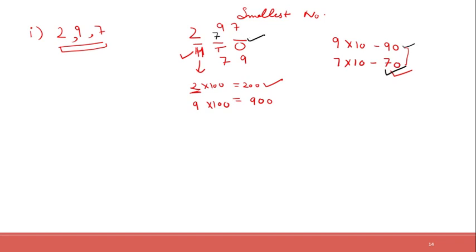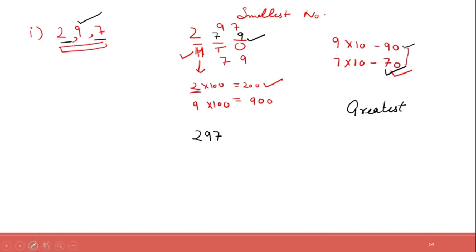Then at the ones place, we have used 2, we have used 7, now we are left with 9 only. So here we will write 9. So the smallest number will be 297.